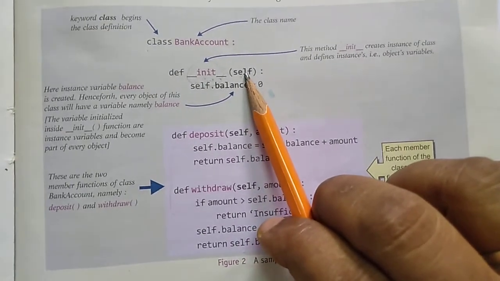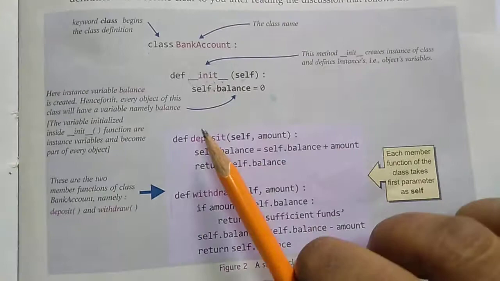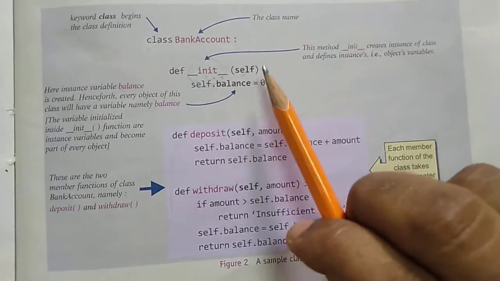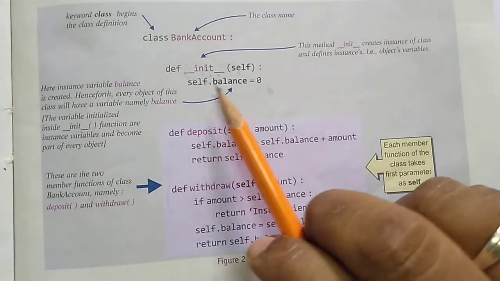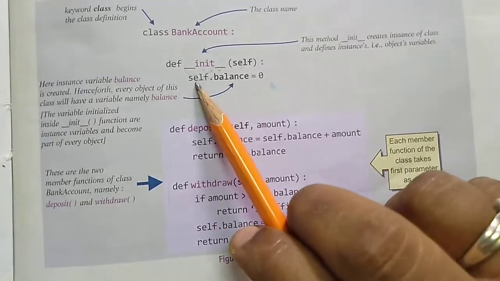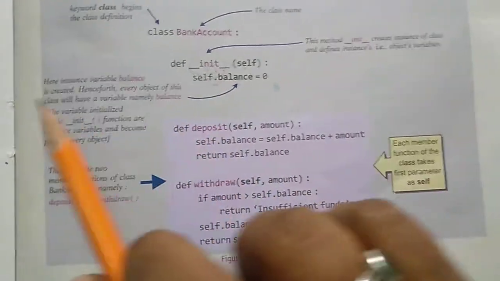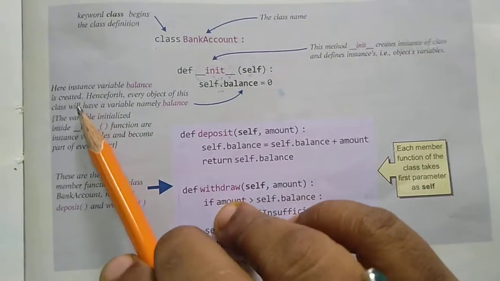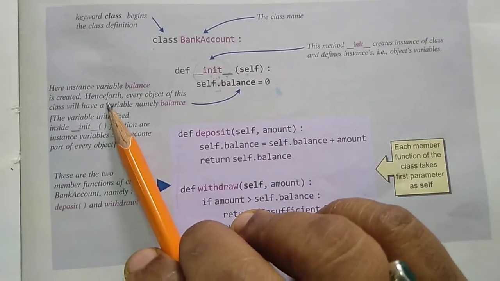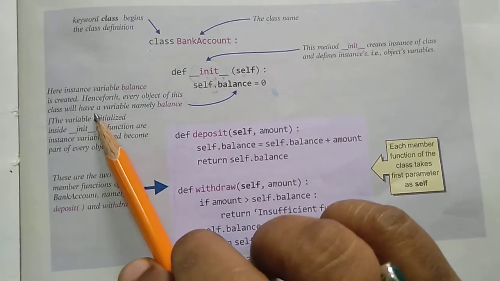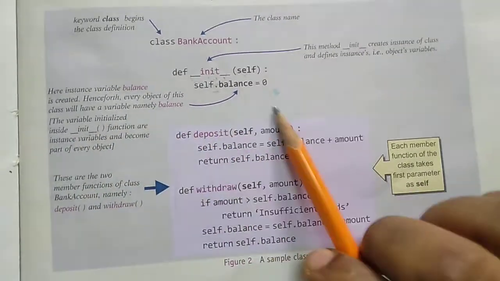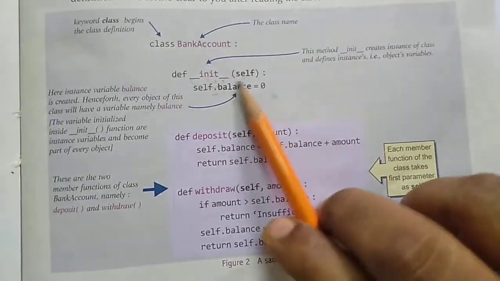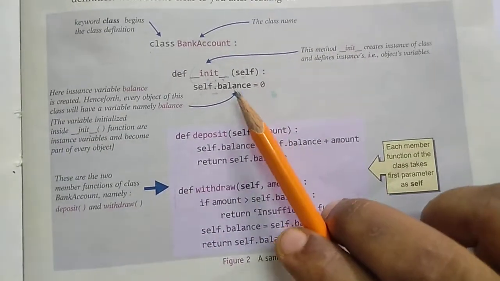Self refers to the data which is going to be used inside the class, and can be used anywhere with the help of the word self. Yes, then colon. Whatever data we want to use must be given with self dot. The dot operator must be there. Here the instance variable balance, that is the name of the variable, is created. Every object of this class will have a variable named balance. Now the variable balance is created inside the class, so whatever object we create for this class can use this variable.